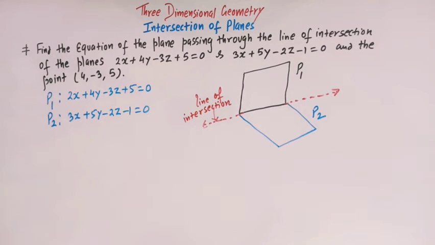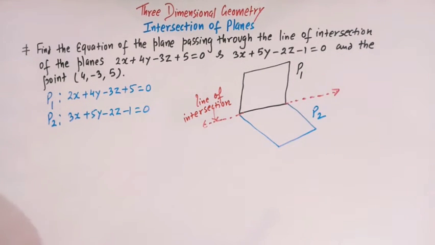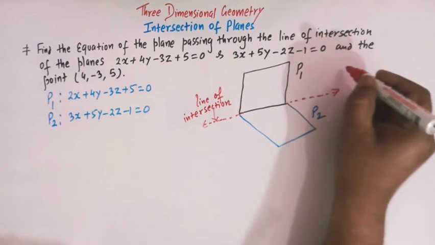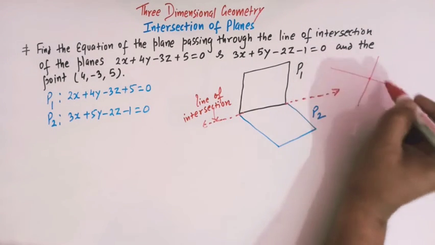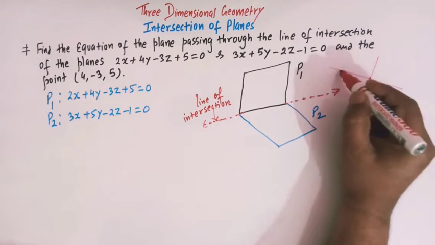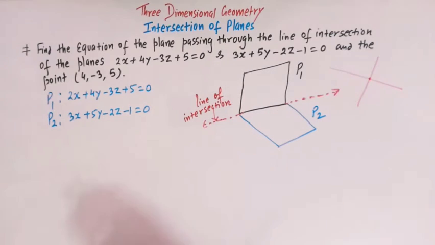Always remember that whenever two planes intersect, they intersect in a line. But when two lines intersect, they intersect at a point. So whenever two lines intersect, the lines intersect in a point. But when two planes intersect, they always intersect in a line.